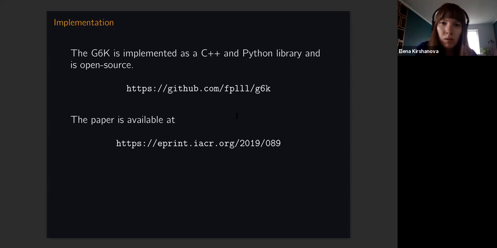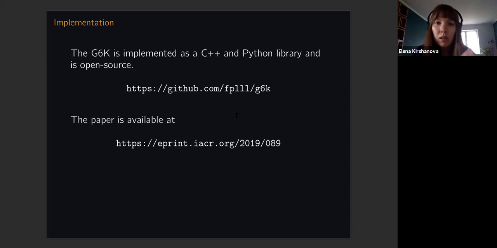All right, so I'll leave my last slide with the link to the library and the link to the paper. It's open source. The core is implemented in C++, and the friendly interface, as Martin likes to say, is implemented in Python.